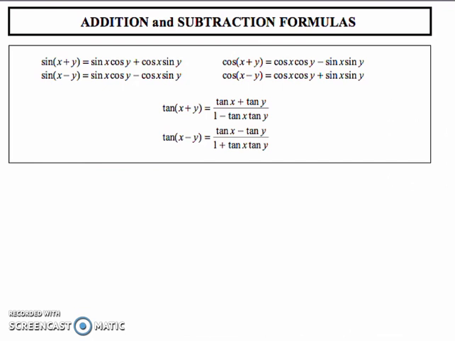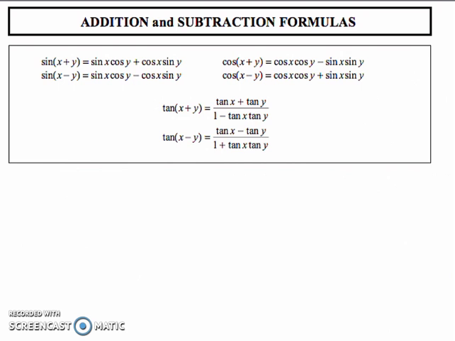So the first thing you're going to want to do is copy these formulas down onto your trig identities blue sheet, and be very careful when you're copying them of the signs. Please note when they are pluses and when they are minuses, because if you have the wrong sign, obviously when you're using these formulas, it's going to make a big difference.